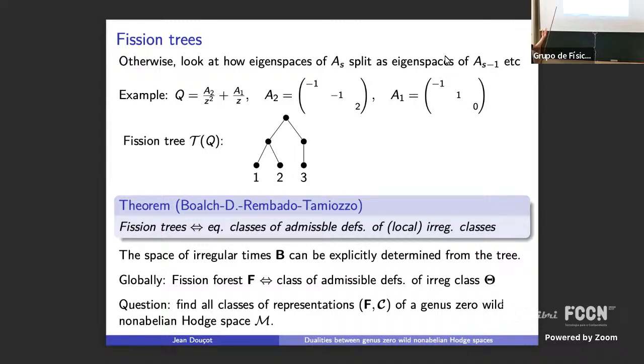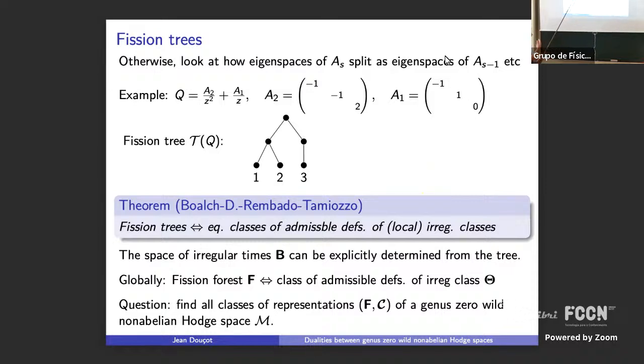And so this is the local case, where I have just one singularity and I move the irregular type. But you can do that if you have several singularities, and you can define the fission forest, which is the collection of the fission trees at each singularity. Such a fission forest corresponds to a class of admissible deformations of a global irregular class, a collection of local irregular classes at each singularity. And so you see that up to isomorphism, your wild character variety depends not really on the irregular class theta, but just on this kind of topological skeleton, just on this fission forest.